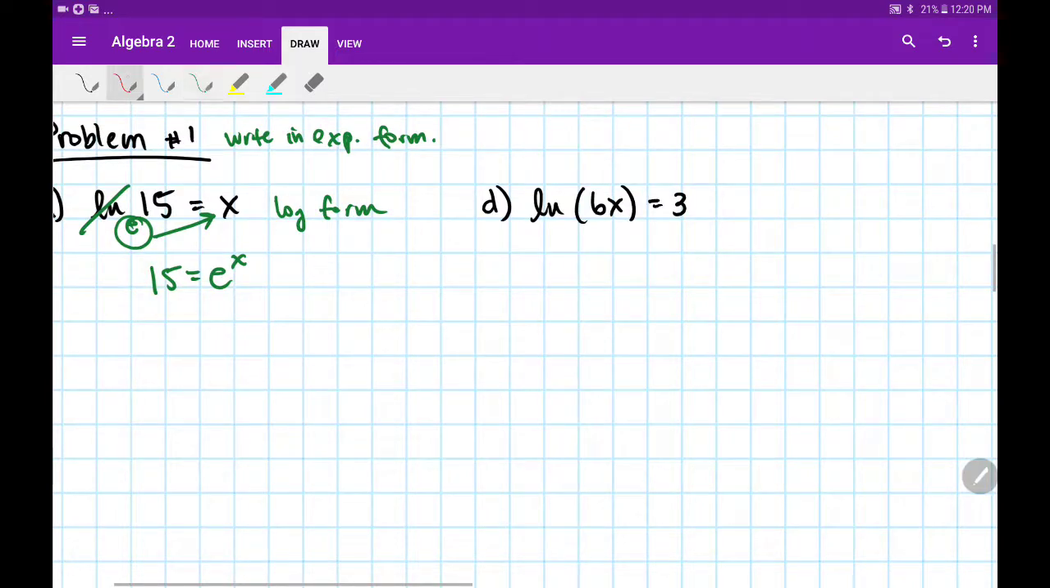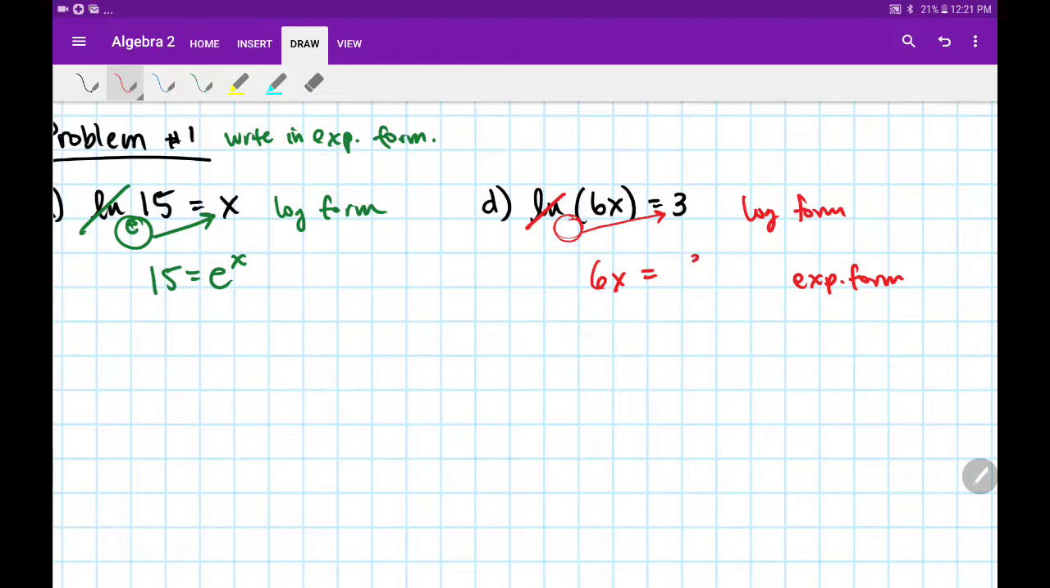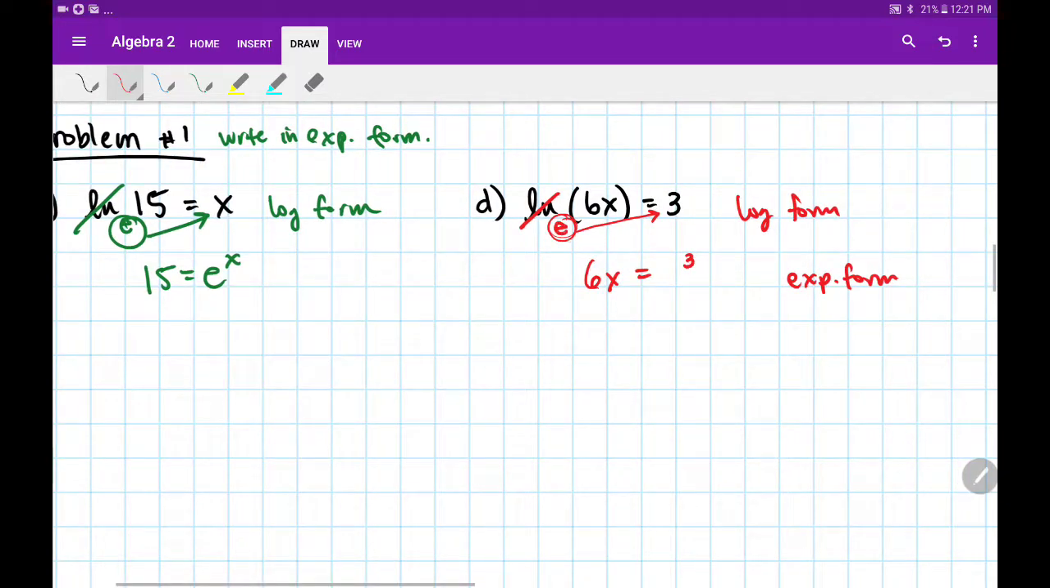Again, let's do d now. I'm in log form. I want to go into exponential form. So cross out the log, bring down the 6x, set it equal to, what's missing right now? I usually circle this base and take it to the power of 3. So what I forgot to do, of course, was write in the base e. If you find yourself stuck, like, where's my base? You need to write it in. So since it was ln, it was a base e. Our answer is 6x equals e to the power of 3.